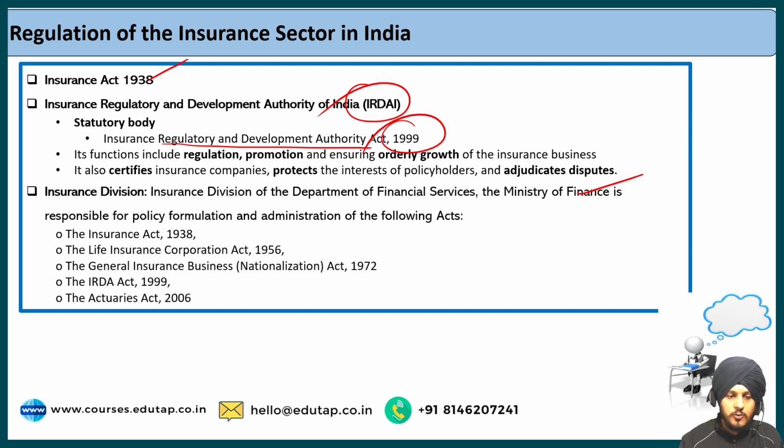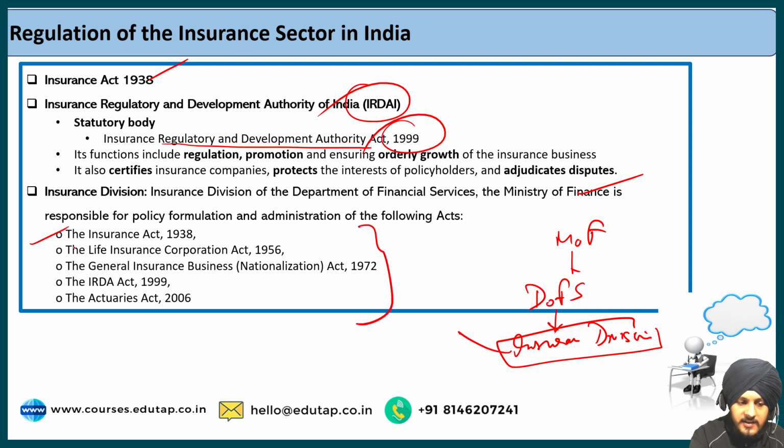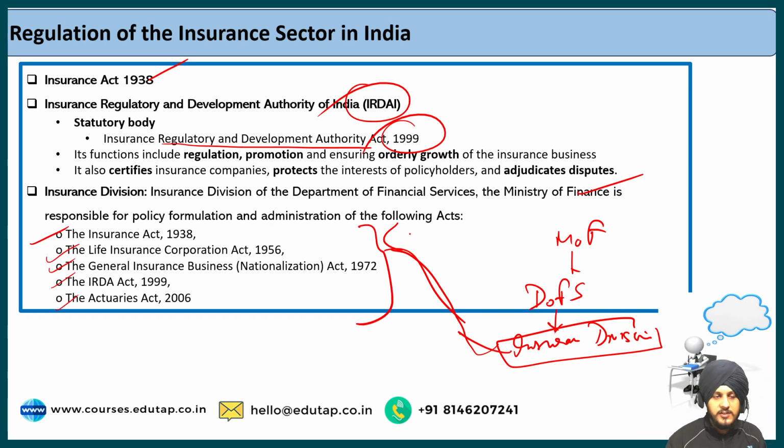Now the last one is the insurance division. Under the Ministry of Finance, we have the Department of Financial Services, and under the Department of Financial Services we have this insurance division. This insurance division deals with the policy formulation and administration of these acts, which are the Insurance Act 1938, the Life Insurance Corporation Act, the General Insurance Business Act, the IRDA Act, and the Actuaries Act 2006. So these are the different acts that are taken care of by the insurance division under the Ministry of Finance. So this is regarding the regulation of the insurance sector in India.